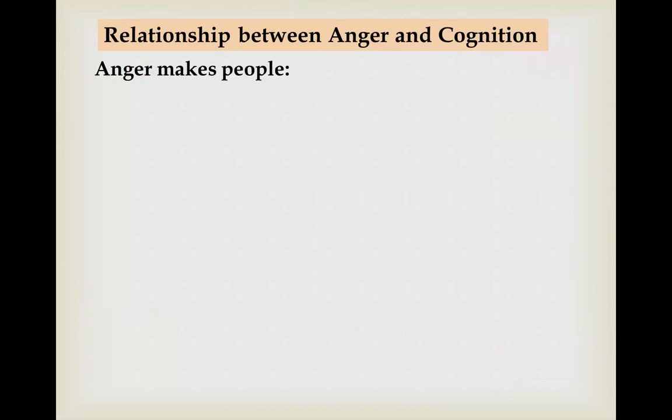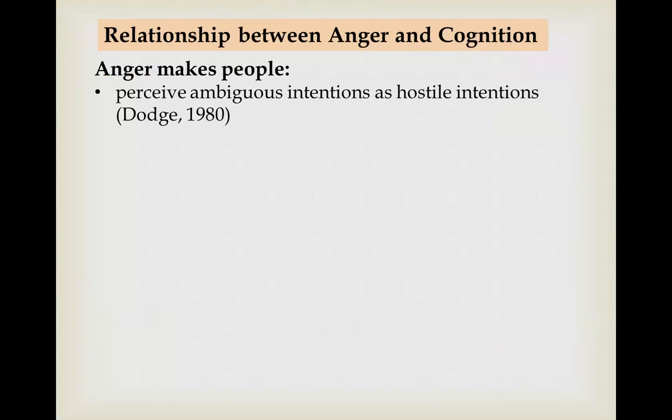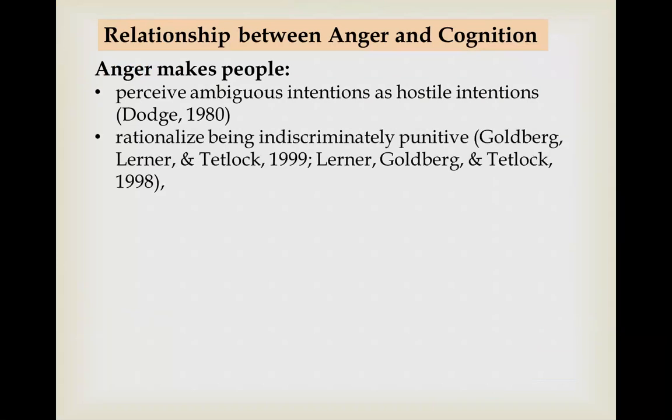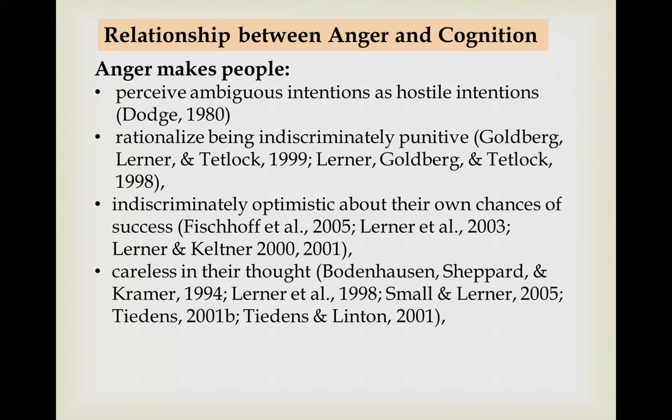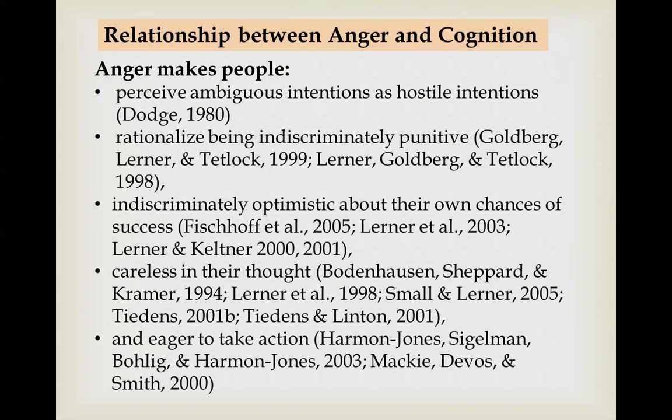What do we know about anger? There we were talking about perception and cognition. Let's talk about emotions. Angry people perceive ambiguous intentions as hostile intentions. Angry people rationalize being indiscriminately punitive. Angry people are indiscriminately optimistic about their own chances of success. So that indiscriminate punitive response you just issued to that student who misbehaved, you're unrealistically optimistic that it's going to work. Angry people are careless in thought. Angry people are eager to take action. That's not like a recipe for conflict, right?